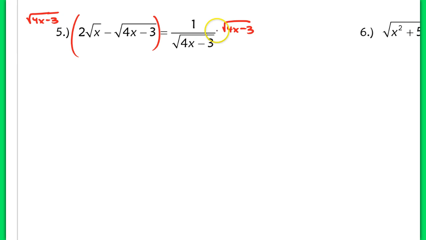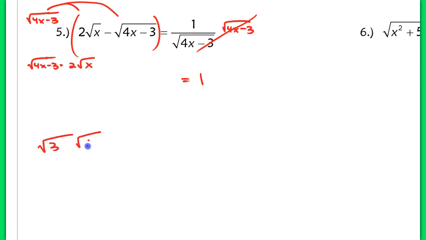Now on the right hand side, that's very advantageous because that gets rid of the radical completely and it leaves me with 1. And on the left hand side, I need to distribute that radical to both terms. So I'm just distributing here root 4x minus 3 multiplied by 2 times root x. Now remember, when you multiply radicals, like root 3 times root 2, that turns into root 6. If you had 2 root 3 times root 2, that would end up being 2 root 6.